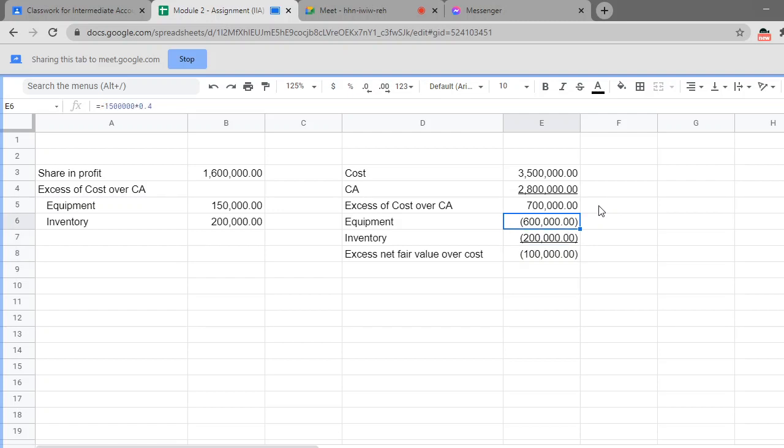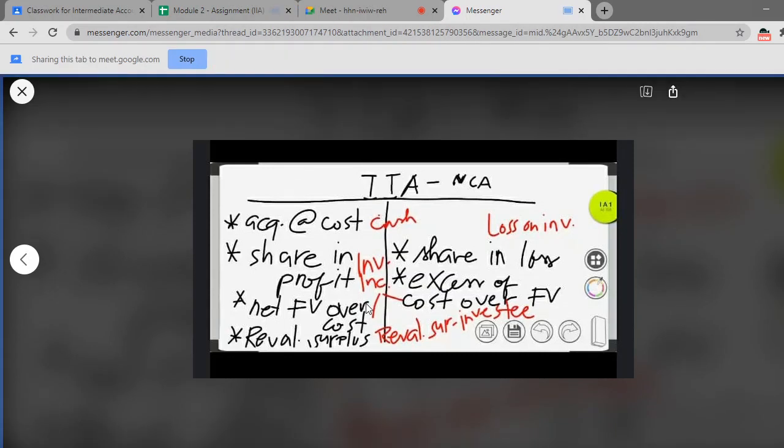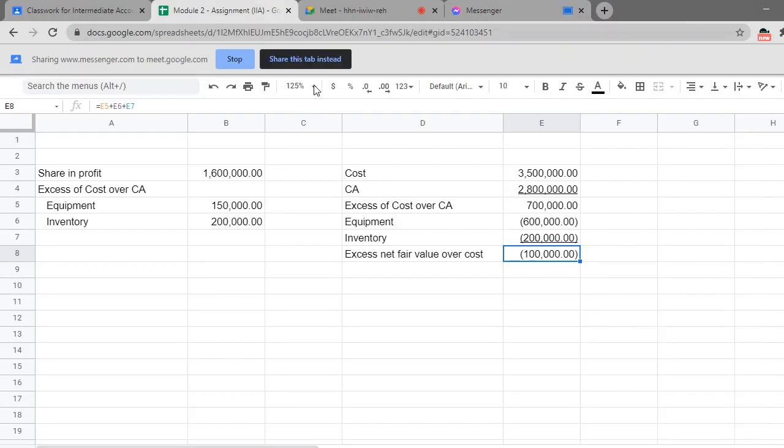So, instead nga excess of cost over carrying amount, since nag-negative naman siya after nato na-distribute si 700,000 nga excess, we call this excess of net fair value over cost. So, kani, supposedly, gididak nato. Kung naatay negative amount diri ato na pong idugang og balik sa ato ang investment in associate. Kaya nga, in our T account, after nato nag-deduct diri sa ato ang credit para sa excess of cost over fair value, any negative difference, ibalik nato og debit sa investment in associate in the form of net fair value over cost. So, this 100,000 is ibalik nato and a corresponding credit on investment income.